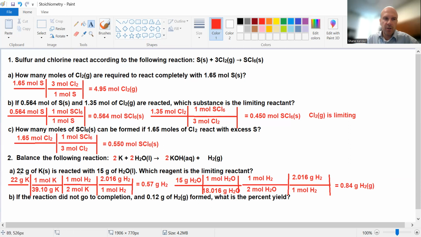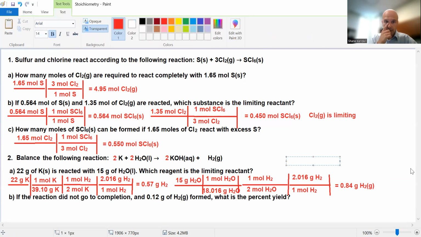So our 22 grams of potassium, we produced our 0.57 grams of H2, whereas the 15 grams of water produces 0.84 grams of H2. So the limiting reagent is going to be our potassium. So I can just put that here.